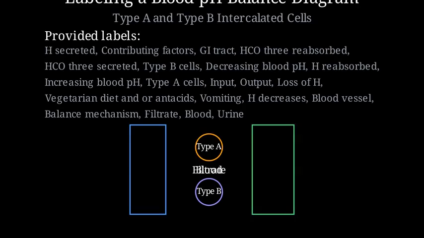First, the left box is the blood vessel. The right box is the filtrate inside the tubule. The two circles in the middle are the intercalated cells. The upper one is type A, and the lower one is type B.